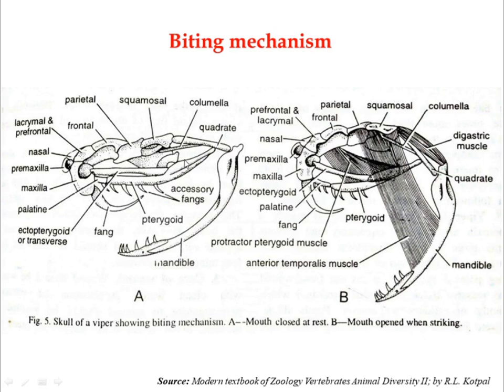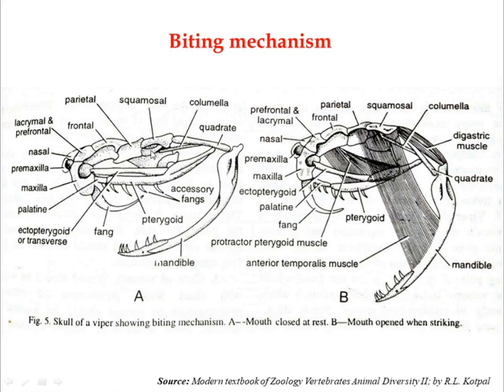In the case of non-poisonous snakes also, the skull and jaw bones are quite flexible, because in that case the snakes have to swallow their victim. So for the purpose of swallowing as well, the bones have to be loosely articulated with each other.